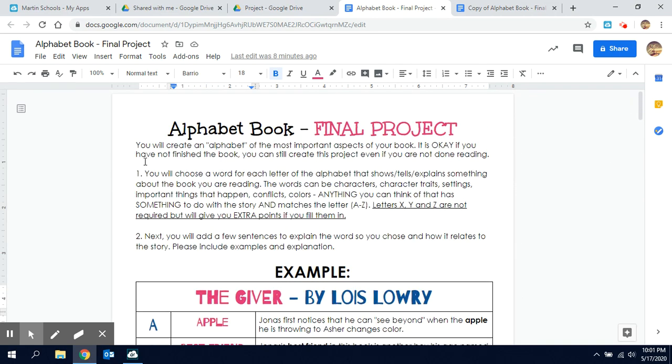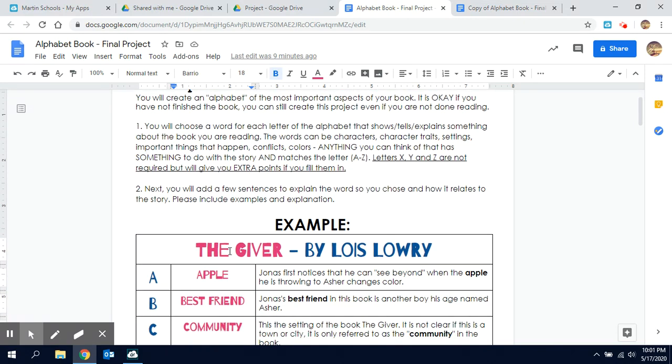If you look up here at the directions, it says you will create an alphabet of the most important aspects of your book. It is okay if you have not finished reading, like I just explained. You can still do this project even if you're not done. You will choose a word for each letter of the alphabet, just like I was showing you. And then that word should show or tell or explain something about the book. It should relate to the book in some way.